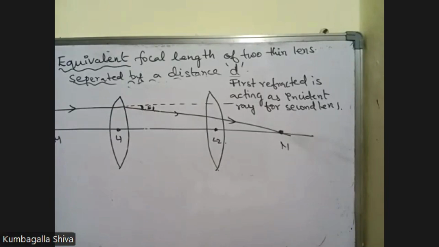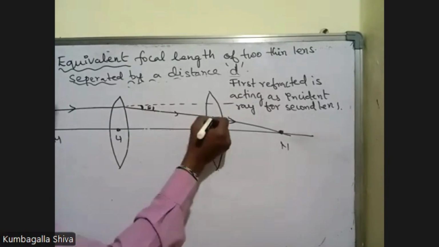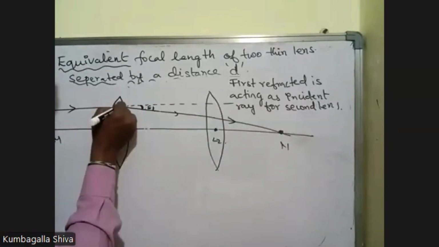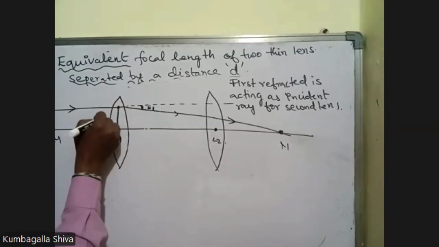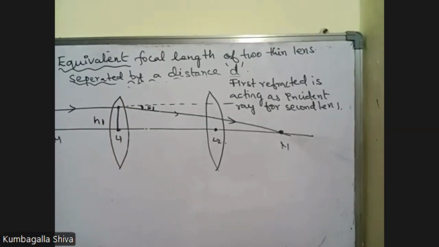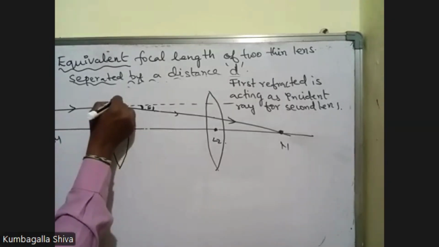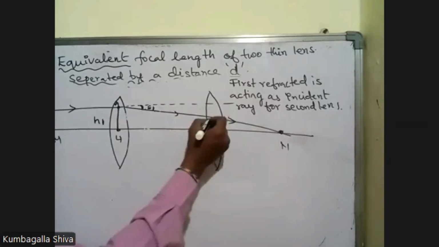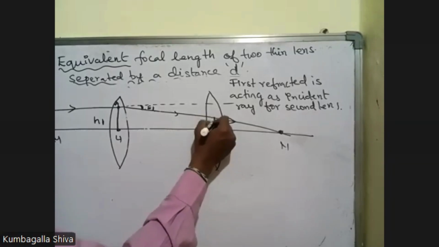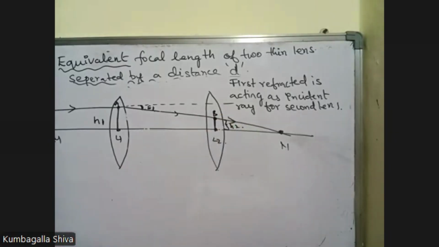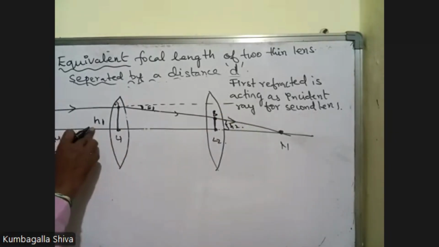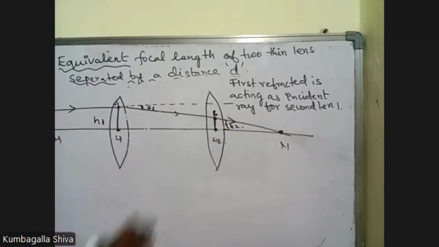Clear? Now, from here to here, I draw a perpendicular line. Let this height be h1. Let us say this point is A. And from here to here, I say this point B, which has the height of h2. From A to L1, the height is h1. From B to L2, the height is h2.